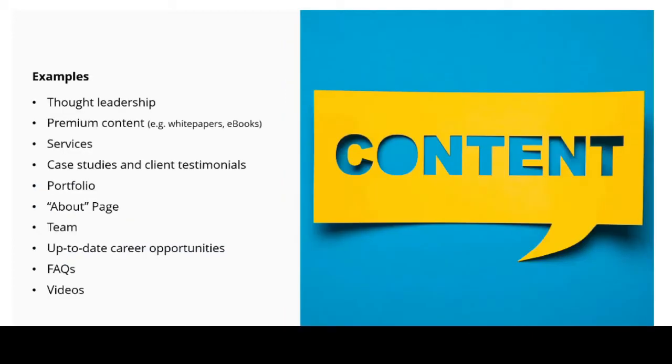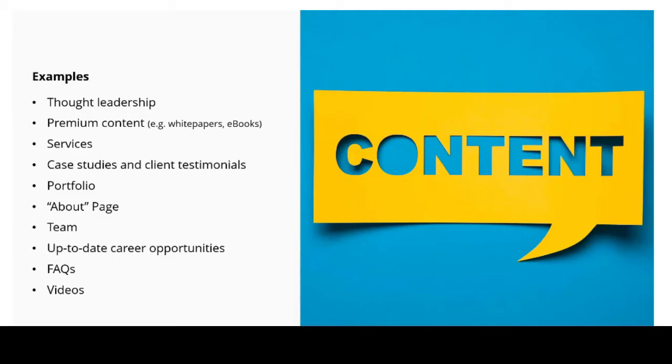Examples of content for your site could be thought leadership articles, that's radiating that authority that we spoke about earlier. Then premium content, for example, something like a white paper or an ebook. Your services. You obviously want to make sure your service is as attractive and compelling as possible. Case studies and client testimonials are always a good idea to have on your site if they apply.